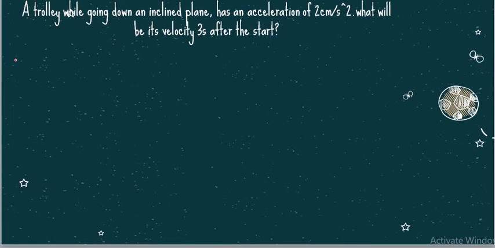Okay, I will take here the initial velocity as 0. And I will take the acceleration. What is that acceleration? 2 centimeter per second square they have given. I need to convert this to meter. Okay, 2 divided by 100. Why am I taking the denominator? Because 1 meter is equal to 100 centimeter.